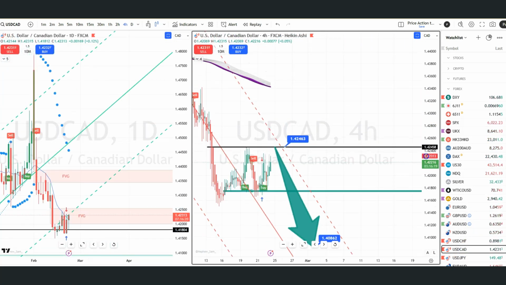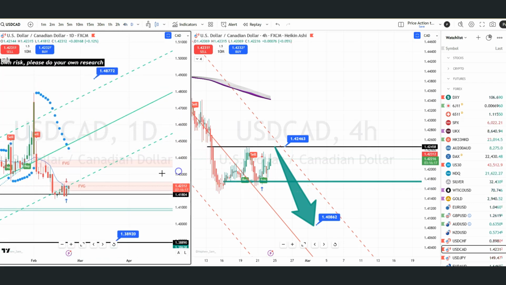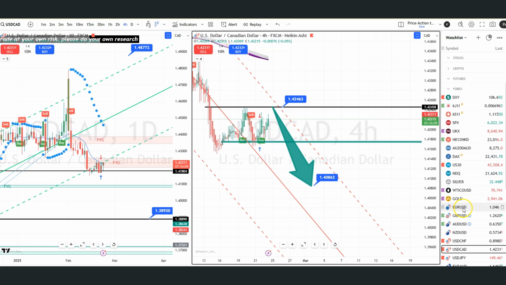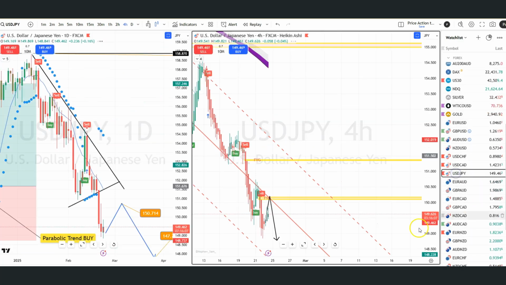US Canadian's a bit of a funny one for me. I just don't really like it. Very rarely trade it because it's not always very clear. Doesn't really tell me much, except that it's probably going down with the DXY when the DXY is getting ready.